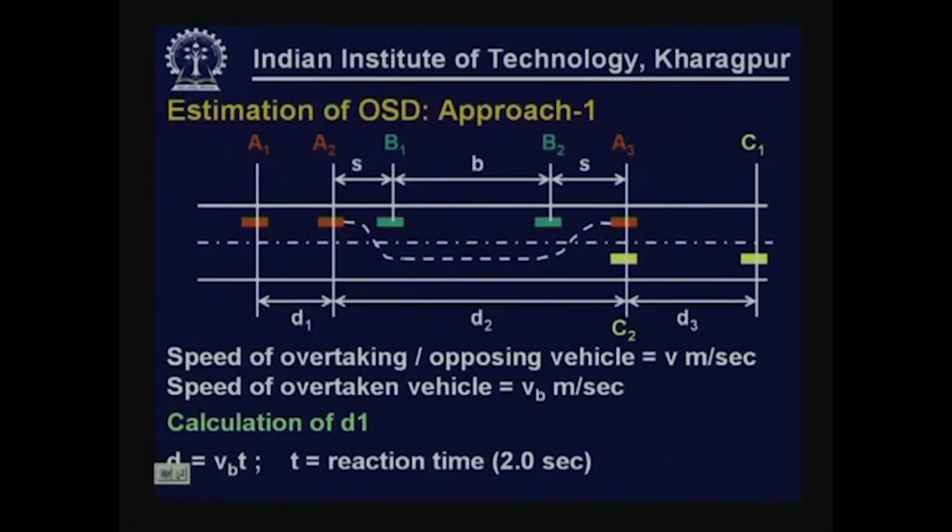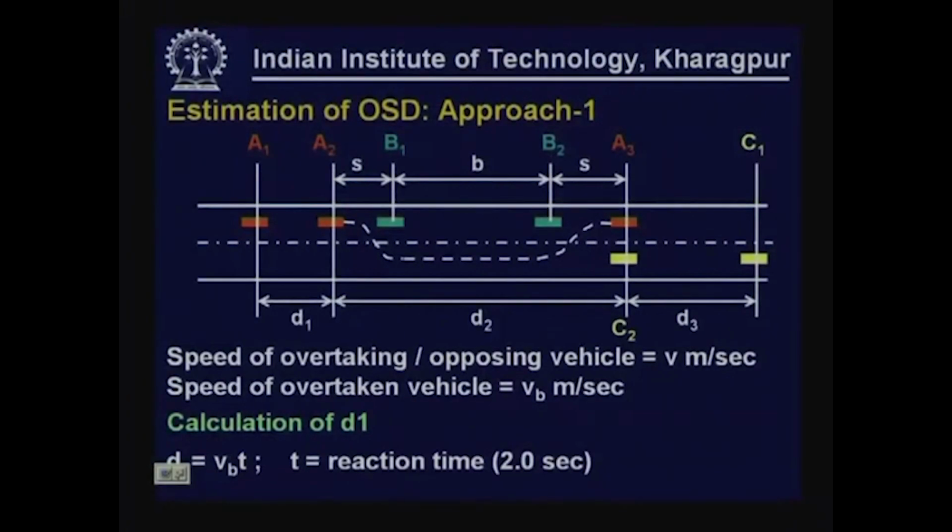Now, d1 is the distance travelled by vehicle A during the perception reaction time. You are already familiar with this component, perception reaction time. We used perception reaction time when we calculated the stopping sight distance. Here also the same component is applicable, but the design value is taken as 2 seconds. I repeat, the design value of perception reaction time is taken as 2 seconds.